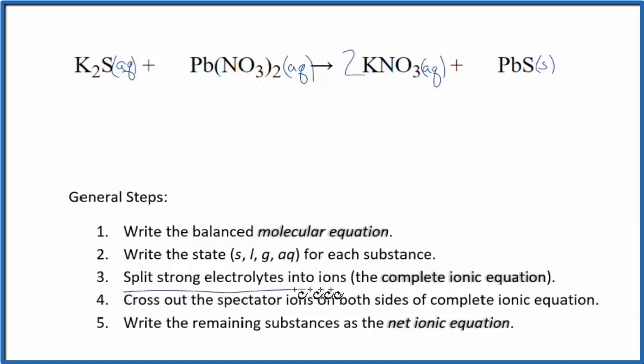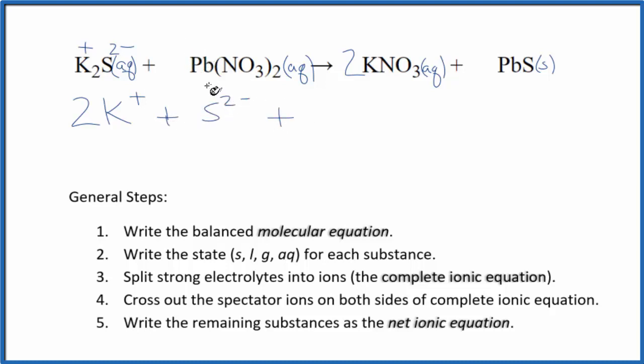Now we can split the strong electrolytes into their ions for the complete ionic equation. Potassium is in group 1 on the periodic table, and sulfur forms 2 minus ions. So we'll have 2 potassium ions, and I won't write the states right now. Let's do that at the end. And then the sulfide ion, S2-.